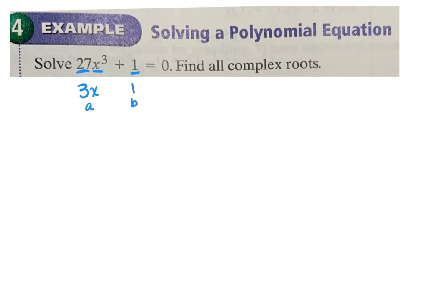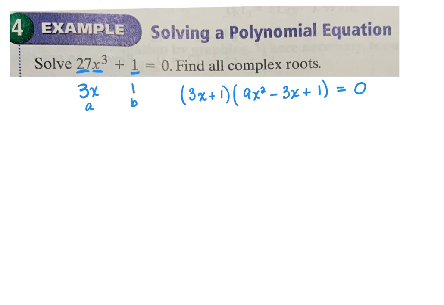My sum of cubes looks like this, a plus b, so 3x plus 1. And then I'm going to say a squared, 3x squared is going to be 9x squared because I have to square both of them. So 9x squared minus my a times b, 3x times 1 is just 3x, plus my b squared. 1 squared is just 1. And that still equals 0, okay?